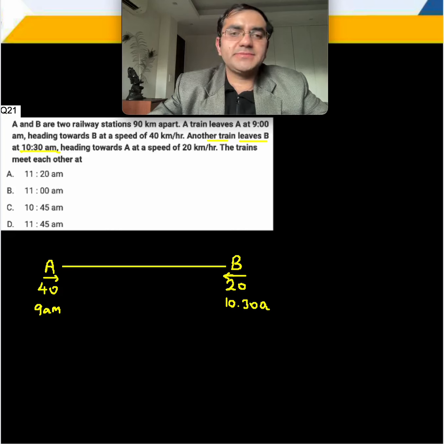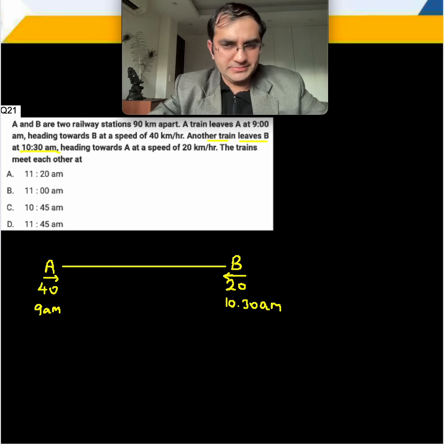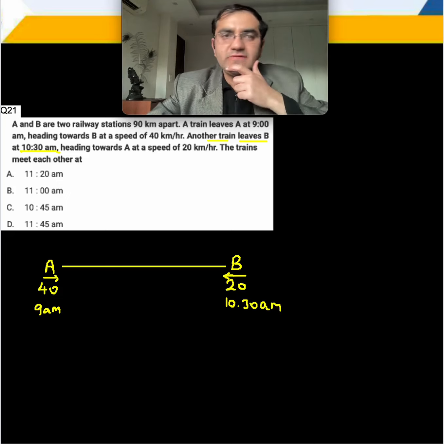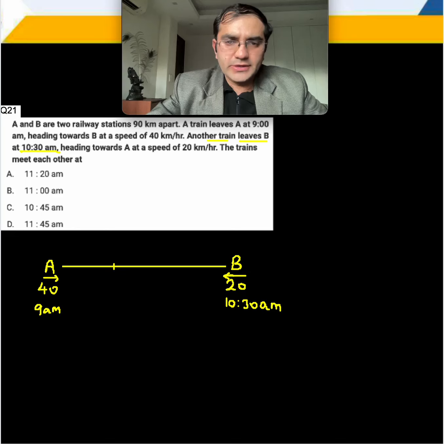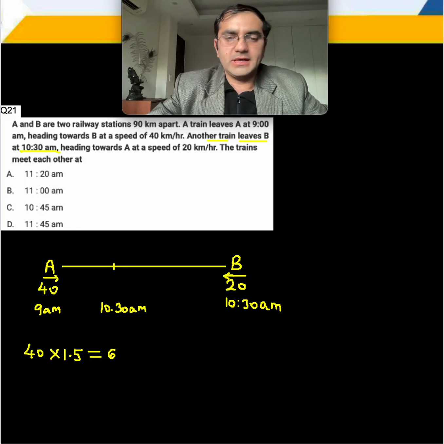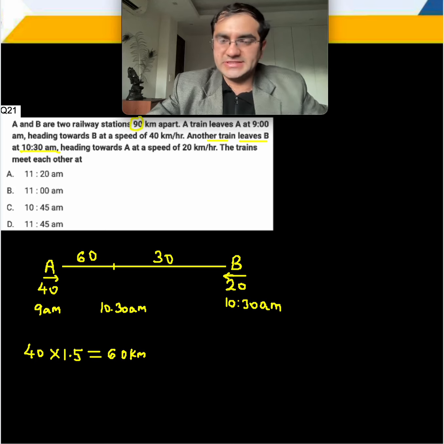The trains meet each other at, very simple question. Let me take both of them to 10:30. So train A is now going to travel till 10:30 a.m. That is 1.5 hours. 40 into 1.5 becomes 60 kilometers out of 90. So the distance between them is now 30 kilometers. At 10:30, the distance between them is 30 kilometers.